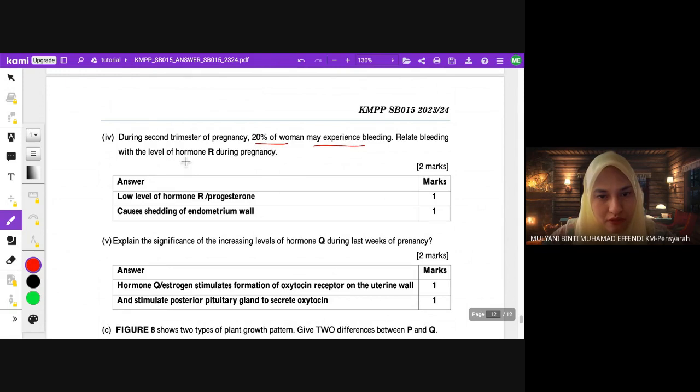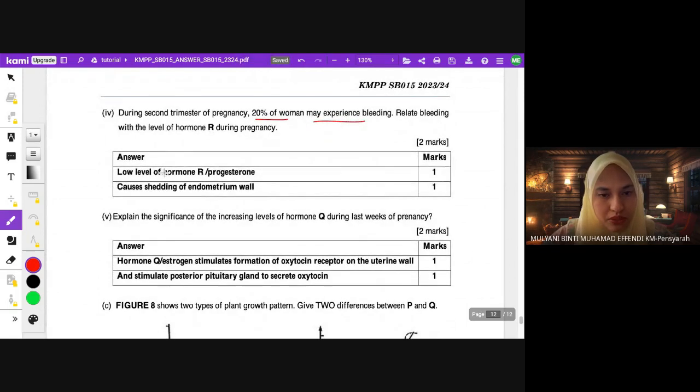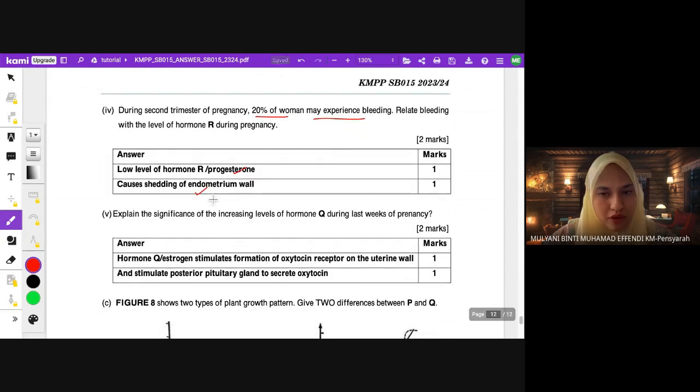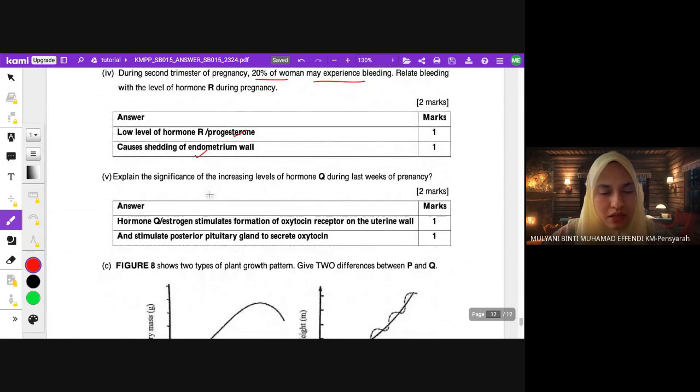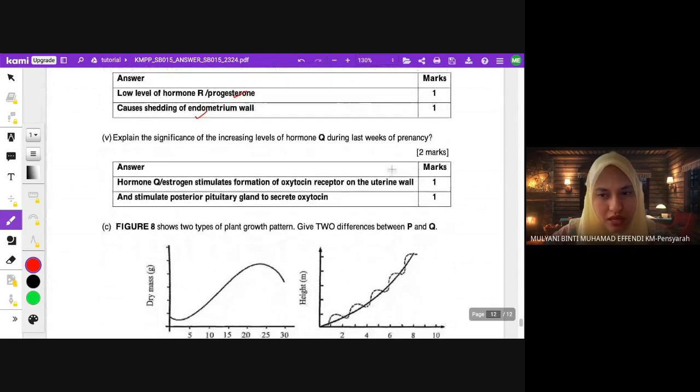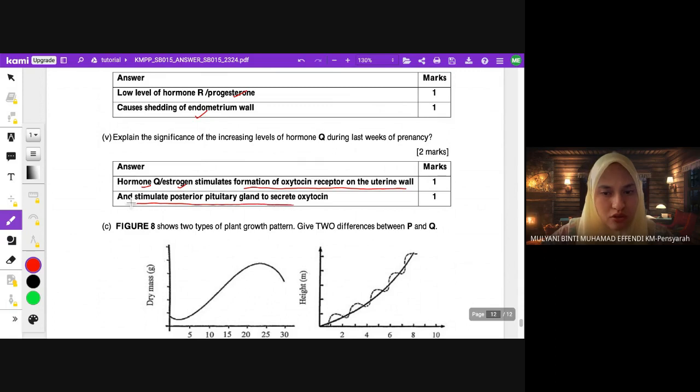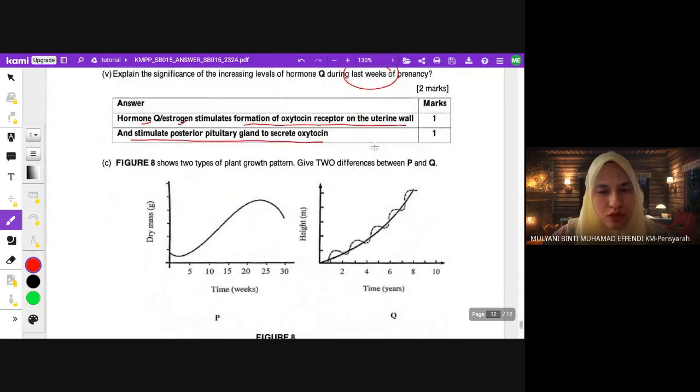So during second trimester pula, 20% of women experience bleeding. So relate bleeding with the level of hormone during pregnancy. So bila low of hormone R ataupun progesterone akan menyebabkan shedding of endometrium wall. Sebab itulah ada bleeding berlakunya masa the second trimester. Okay, kebanyakan wanita lah. So explain the significance of the increasing levels of hormone Q during last week of pregnancy. So hormone Q ataupun estrogen akan stimulate formation of oxytocin receptor on the uterine wall and then stimulate posterior pituitary gland to secrete oxytocin jugalah sebab nak mula untuk contraction pada last week of pregnancy.